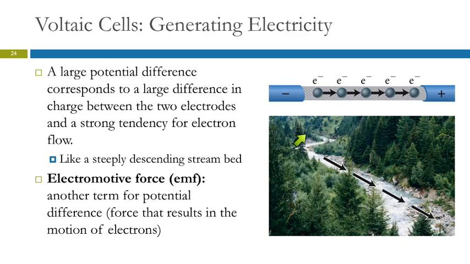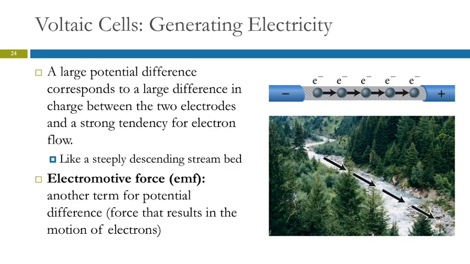So a large potential difference corresponds to a large difference in charge between the two electrodes. So if one is highly positive and one is highly negative, that's a big difference in charge. That's a strong tendency for the electrons to flow. Just like if the beginning of the stream and the end of the stream are very different in height, the water will flow more quickly, right? Steeply descending stream bed.